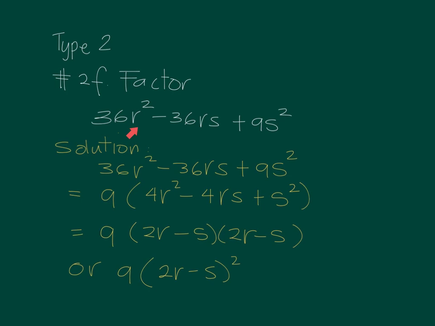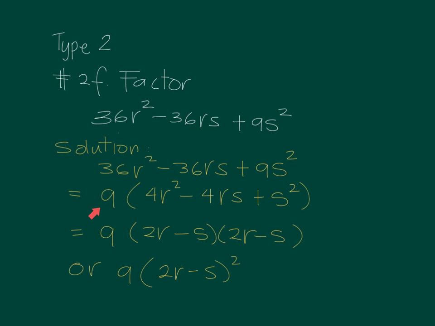So we check the variables. We have r squared, we have r on the second, but there's no r on the third, so that means r is not a common factor. S is present in the second and on the third term, but is not present in the first term, so that means s is not a common factor. So the only common factor here and the highest common factor is 9.